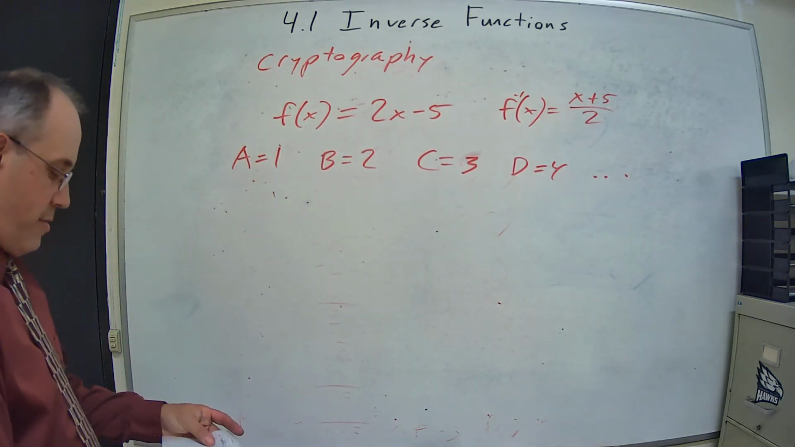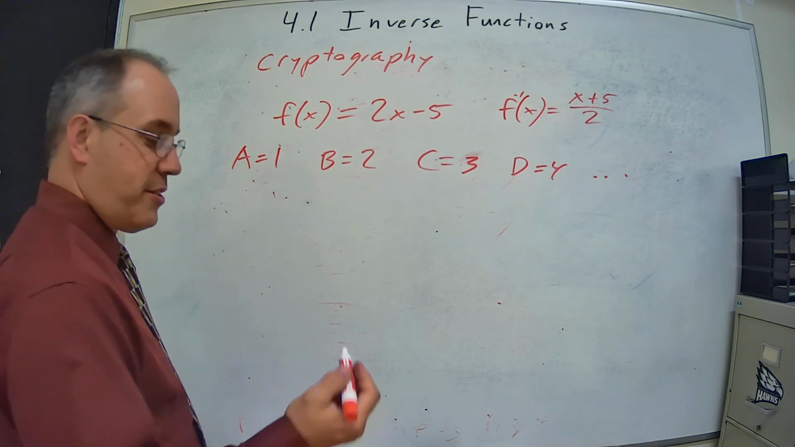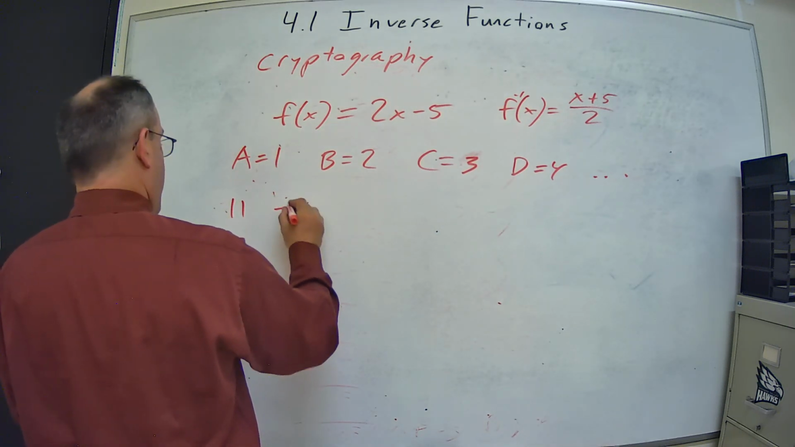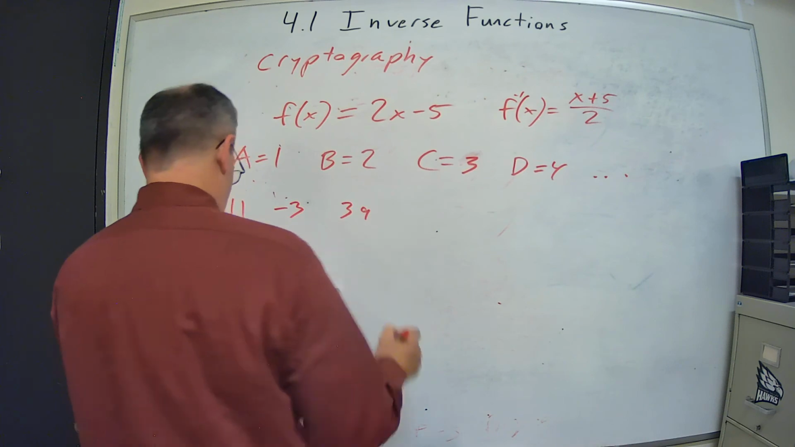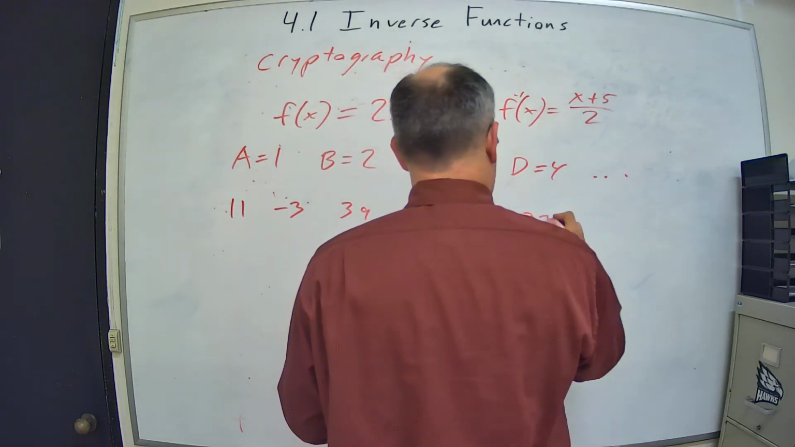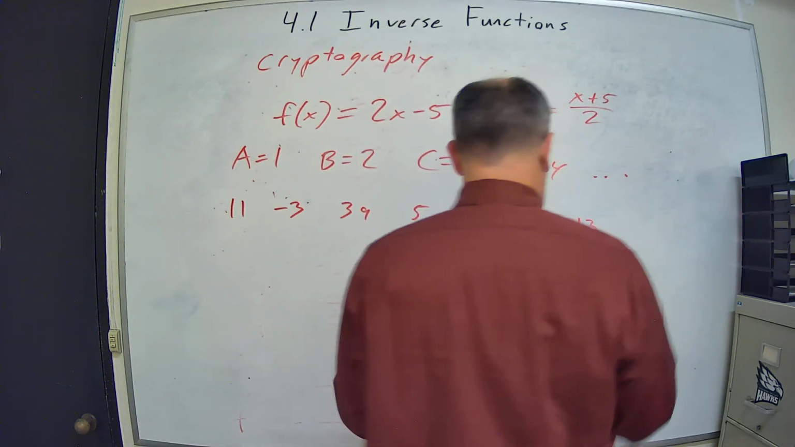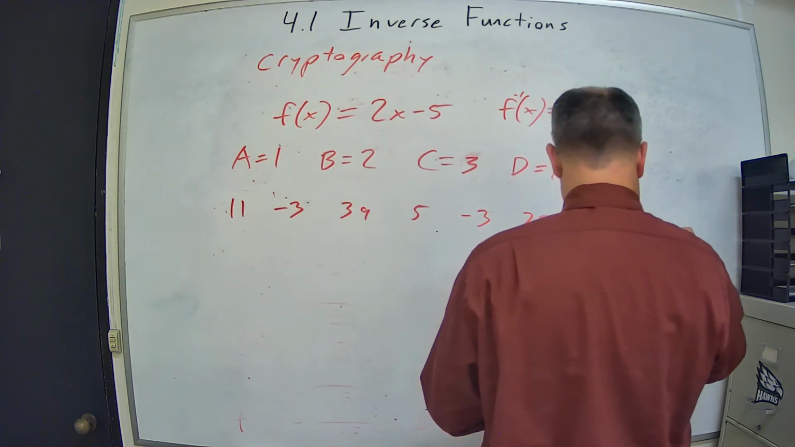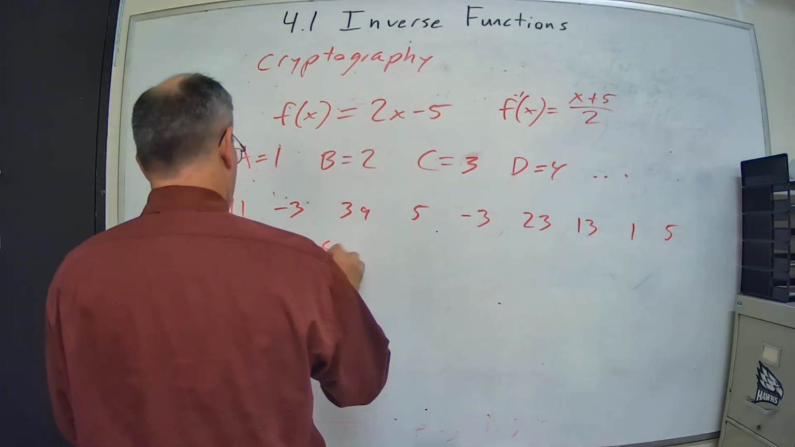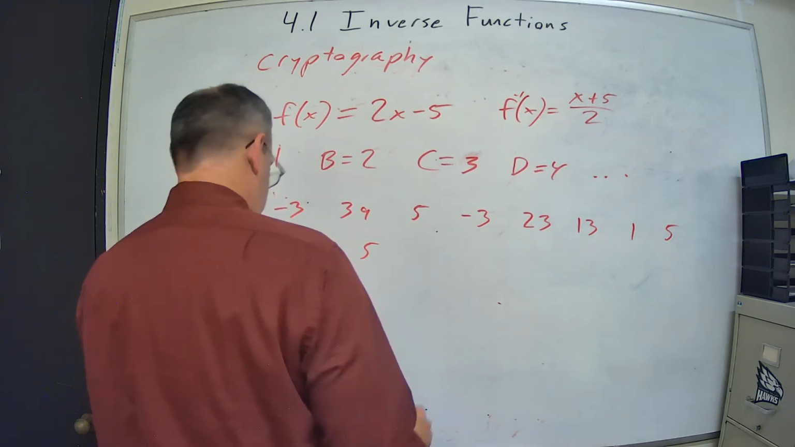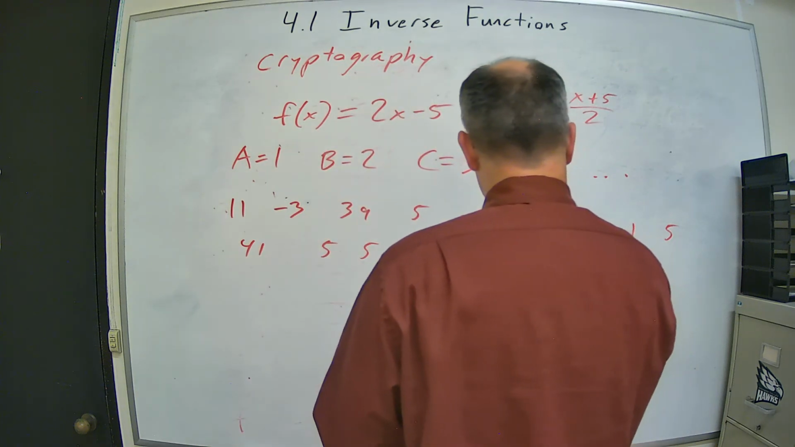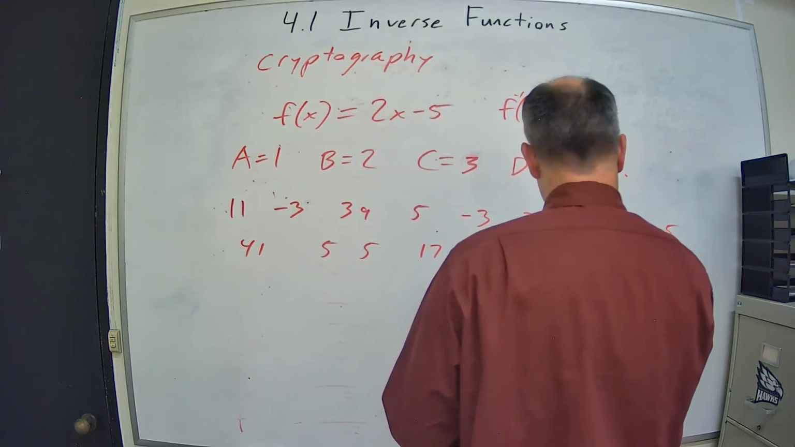So now we have this code, this encoded message. 11, -3, 39, 5, -3, 23, 13, 1, 5, 41, 5, 5, 17, 5, 23, 3.